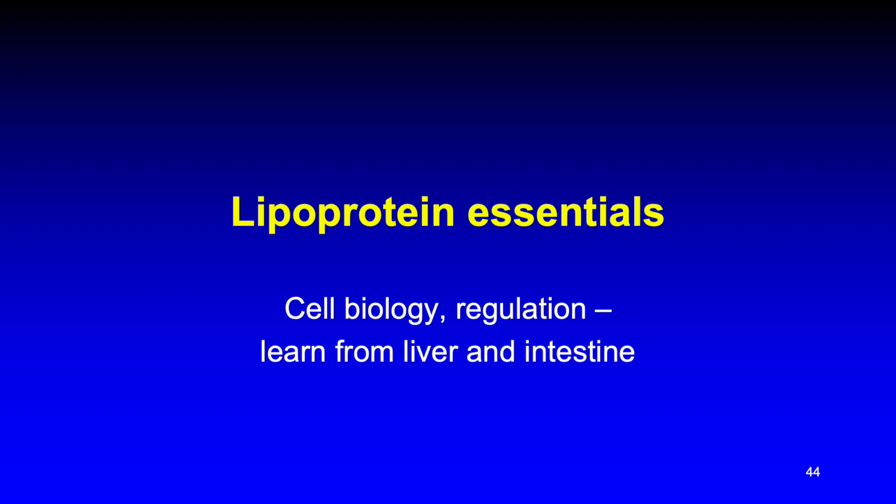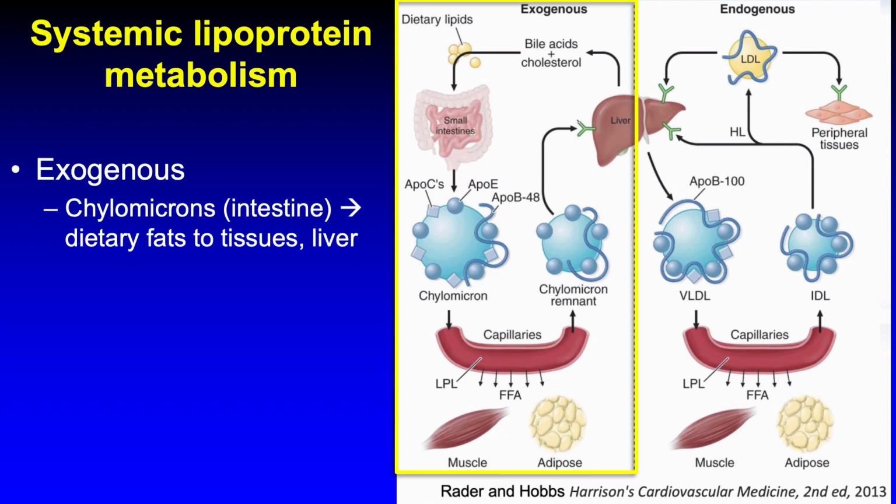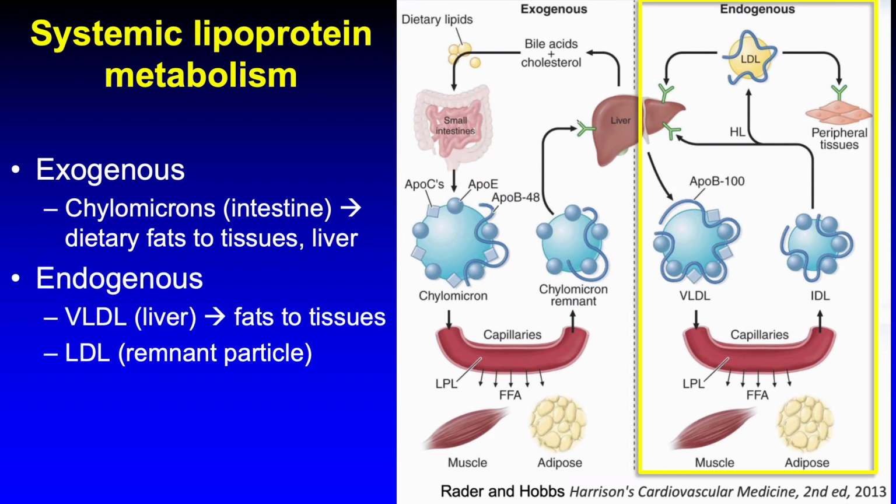An important component of high-risk drusen appear to be lipoprotein particles. In the next few slides, we will review some of the essentials of this biologic system. It is fortunate that we can learn a lot from what has been already done in liver and intestine. In this schematic of systemic lipoprotein metabolism, we see a route for exogenous lipids from diet. These are taken up by the intestine and repackaged as chylomicrons to deliver fats to the tissues and to the liver.